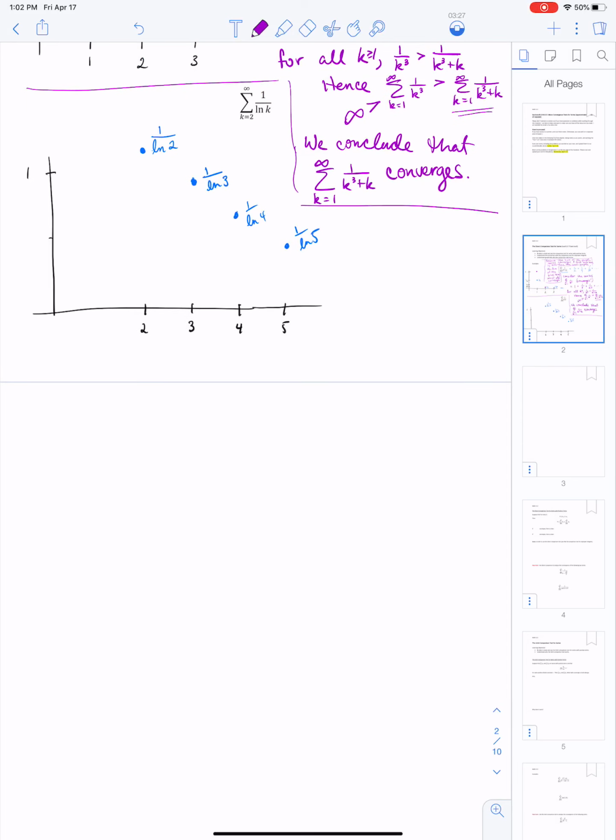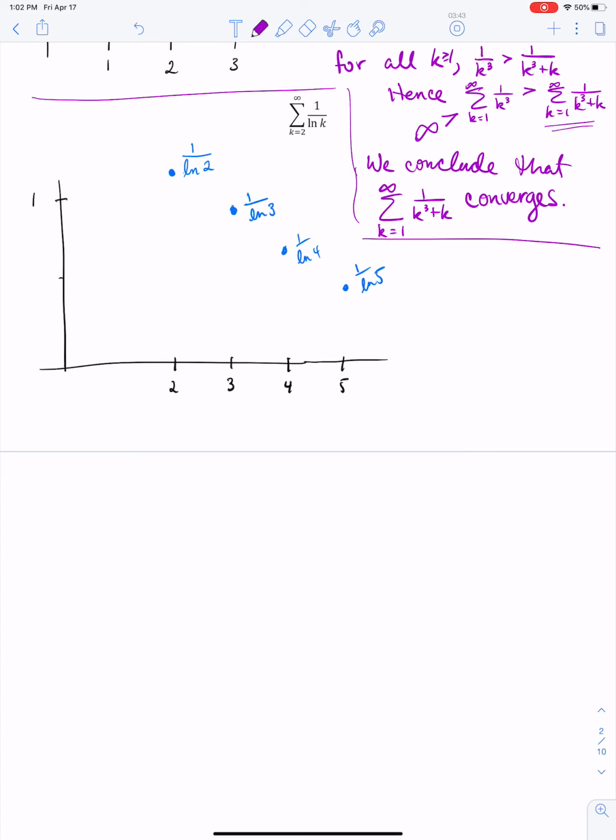So now here, if we look at the sequence 1 over ln of k, and we're thinking about summing those terms, we're starting our sum at k equals 2 because we want to avoid a 0 in the denominator here. Starting at k equals 1, the first term would be undefined. So we're starting at k equals 2 here, and I've plotted some of these, not really to scale, except noting that 1 over ln of 2 is bigger than 1.